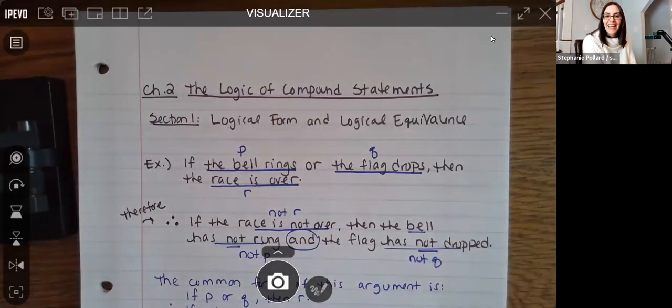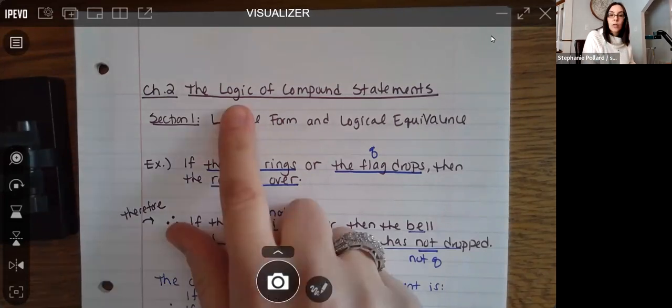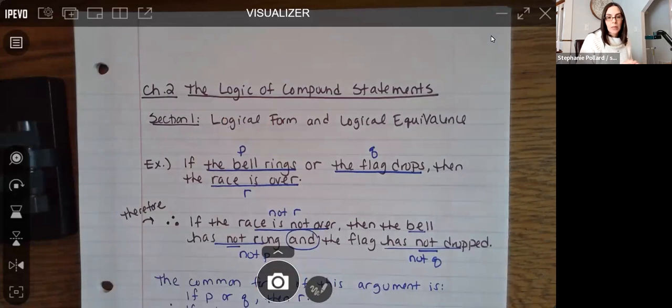Hi, everybody, and I wanted to keep going with chapter 2 here in this video. We did start section 1 already, so I'm going to do a quick review of where we left off and then continue with that section. Chapter 2 starts us with an introduction to logic of compound statements.